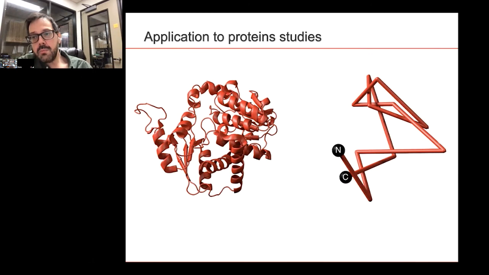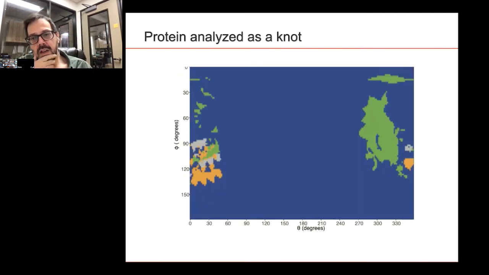And let's now compare a protein analyzed as a knot, how this is a stereographic projection of the sphere that has all the closures. So here the protein is analyzed as a knot.